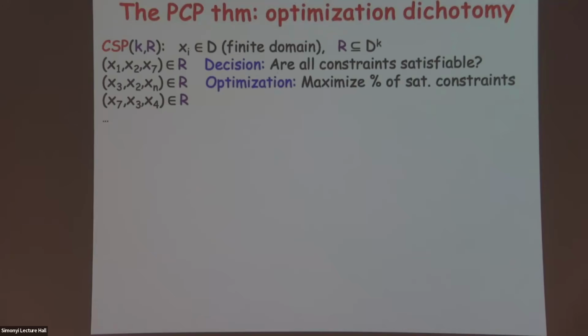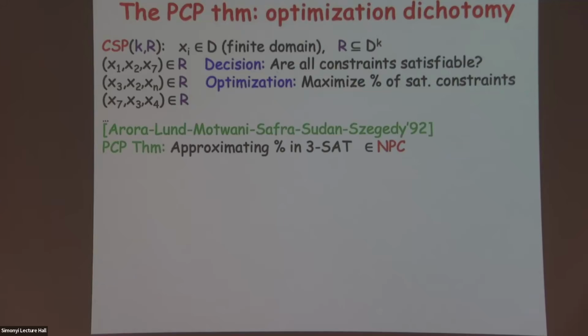But problems appear more often where maybe they are not all satisfied, and we want to satisfy as many as possible. Airline schedules, class schedules, I know. You never get everything. You want to ask what's the largest fraction of the constraints which can be satisfied. That's an optimization problem. And the PCP theorem, which is one of the most important ever proved in computational complexity, says that for this problem, let's say you're trying to approximate the number of 3-SAT constraints which are satisfiable up to 1%, this is NP-complete.